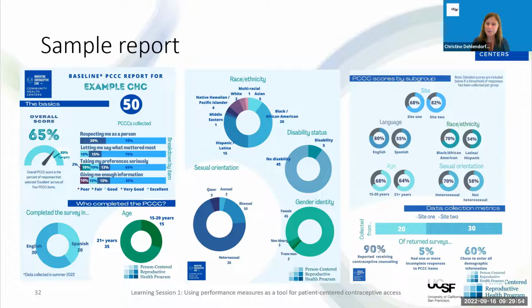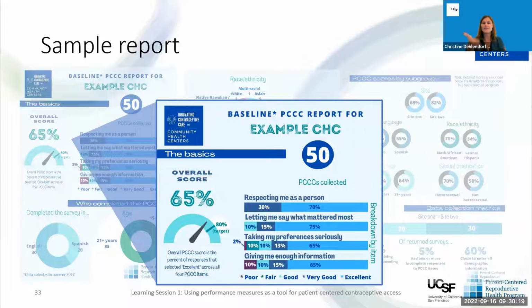So you will get a sample report that will look something like this. It'll vary a little bit based on, for example, the number of racial and ethnic categories that we can comfortably stratify on without being concerned about potential disclosure of who gave a specific score, or the number of sites that you have. But this will be more or less what it is. And then next slide. So this will be the heart of it on the front page. You will see the number of PCCCs you collected. This sample clinic did exactly 50, went right for the goal of 50 responses.